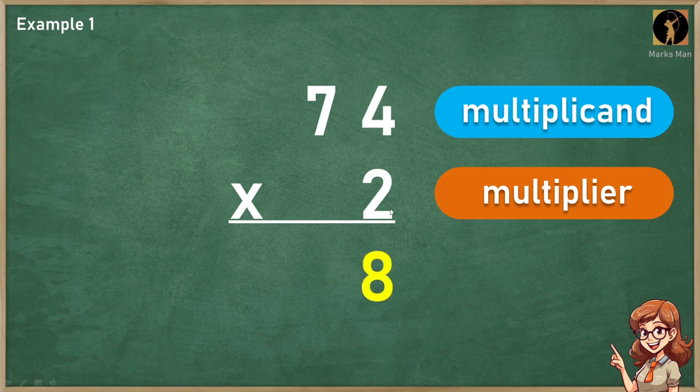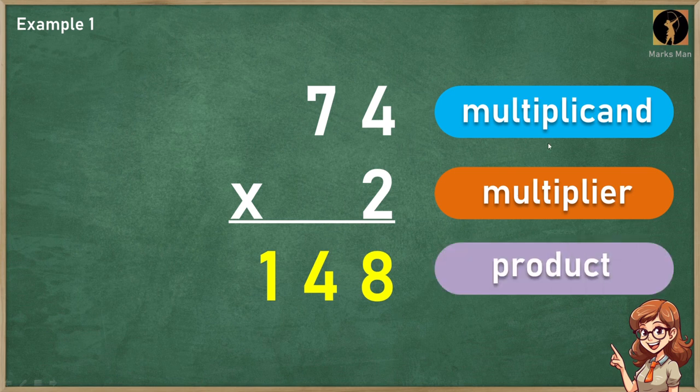Next step, let's multiply our multiplier to the tens place in the multiplicand. So 7 times 2, that is 14. Therefore, 74 times 2, that is 148. Now, the result of the multiplication is called the product. So, multiplicand times multiplier is equal to the product. By the way, this example is an example of multiplication without regrouping.